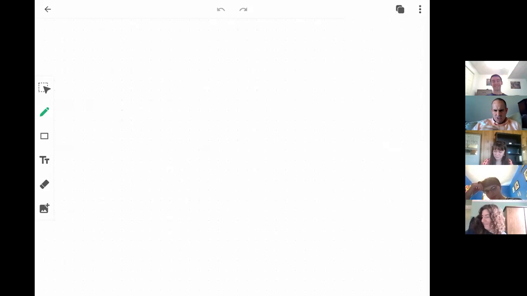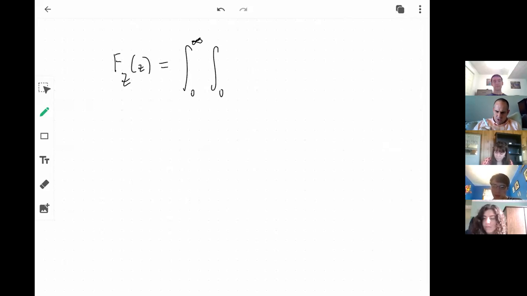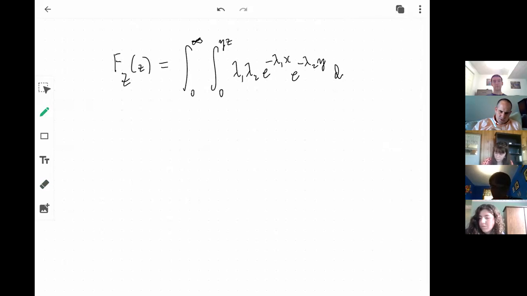All right, so let's see. Capital F sub z of little z. We saw that this was the integral from 0 to infinity, the integral from 0 to yz, lambda 1, lambda 2, e to the minus lambda 1 x, e to the minus lambda 2 y, and this was dx dy, okay?